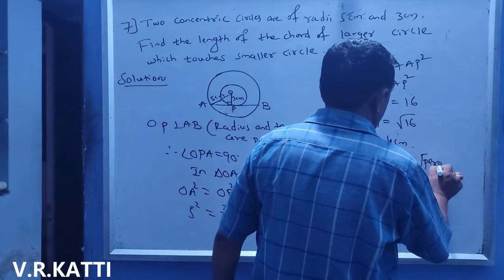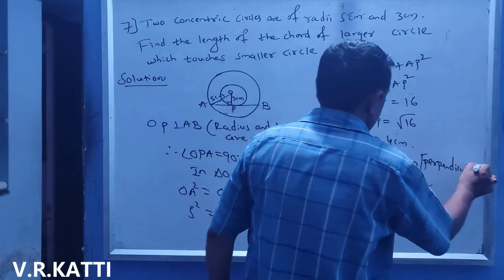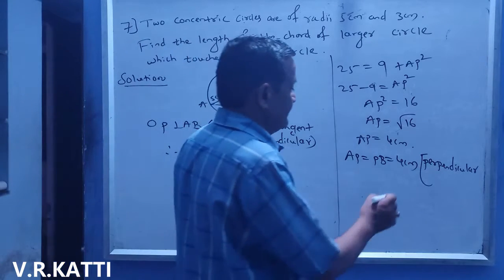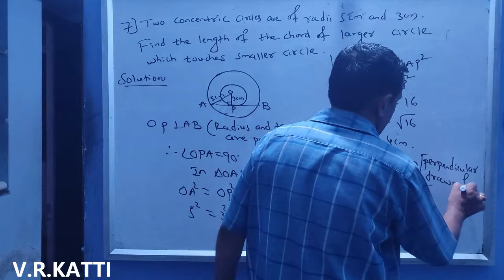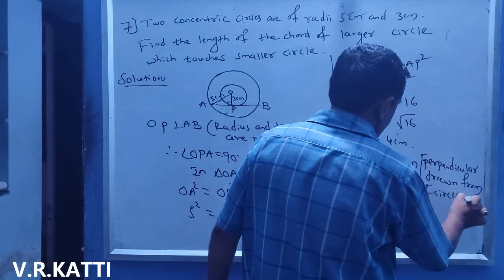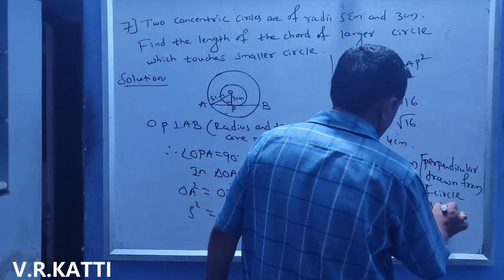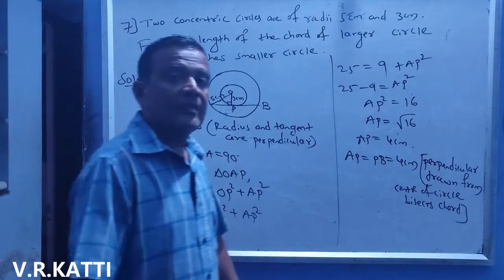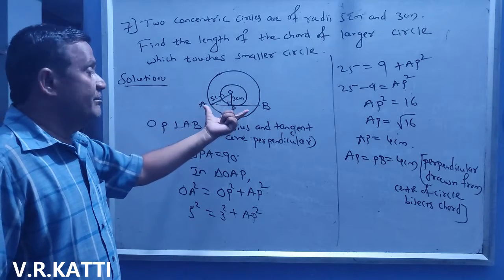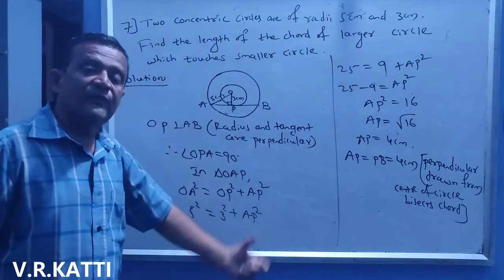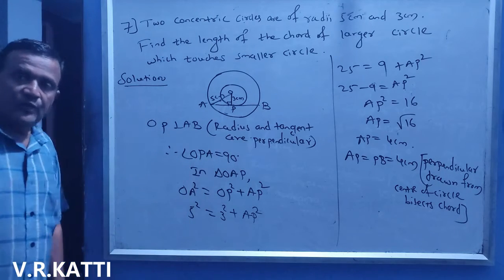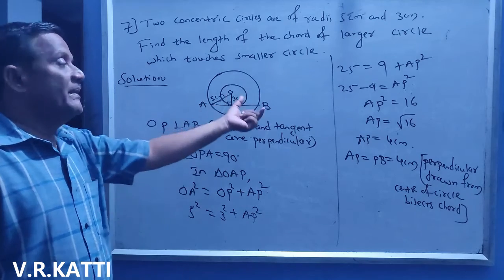In bracket, reason: the perpendicular OP is drawn from the center of the circle, and it bisects the chord. Perpendicular drawn from center of circle bisects the chord. That is why AP is 4, PB is 4. Okay? Now AB.